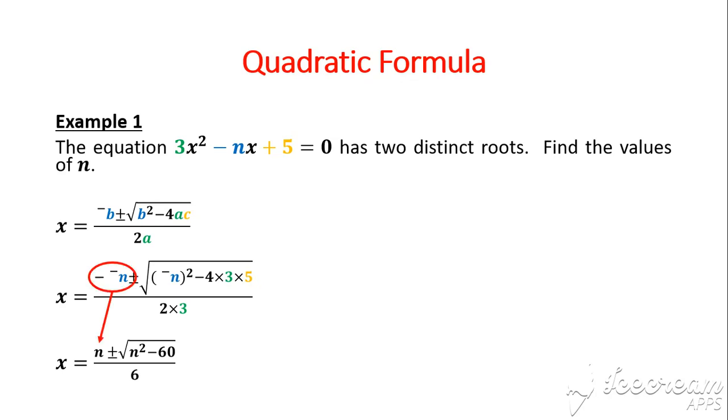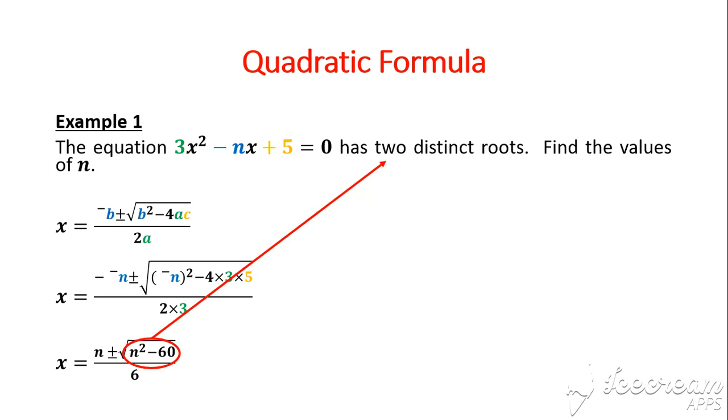Be careful with the negative n, which makes positive n, and also be careful with the negative n all squared. Negative n times negative n makes positive, which is n squared. So, once we've simplified it down to this expression, let's have a look at the discriminant, the bit inside the square root: n squared minus 60.